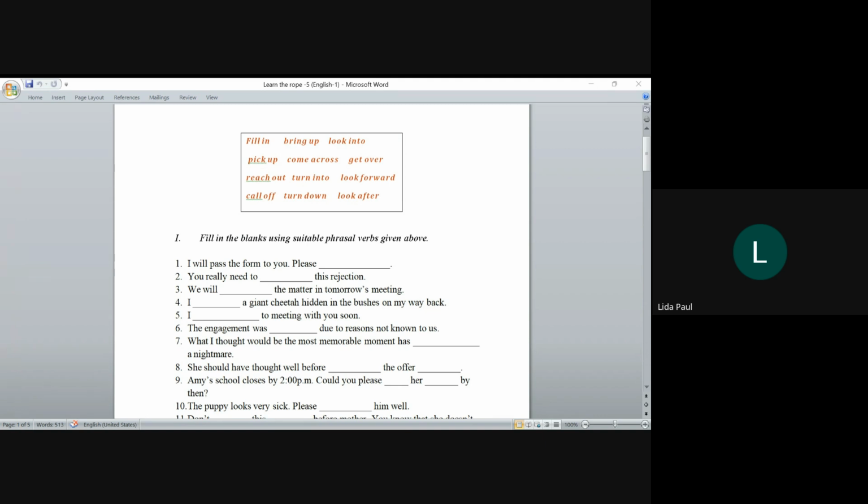Okay, got your answer. Who was asking? Praveen, were you asking? Praveen. Yes. Okay, got it. Used together because both of them have idiomatic meanings.